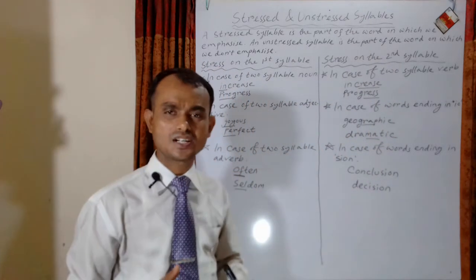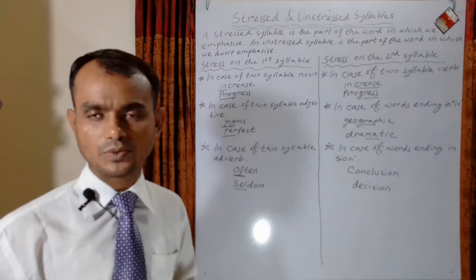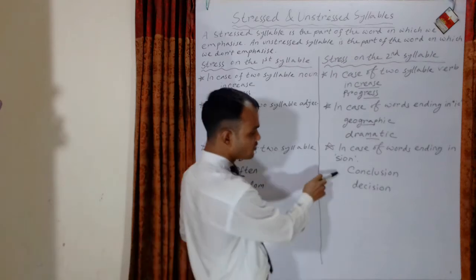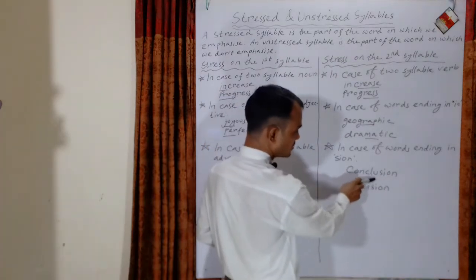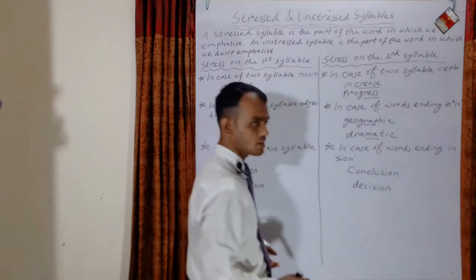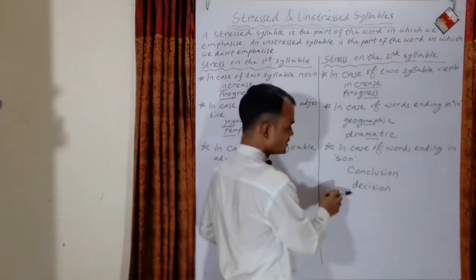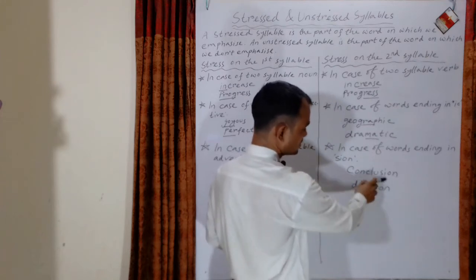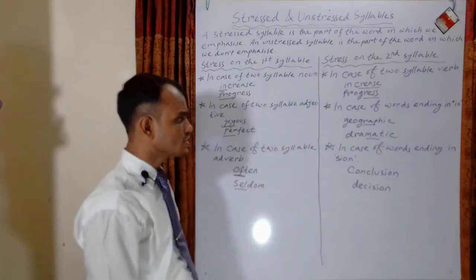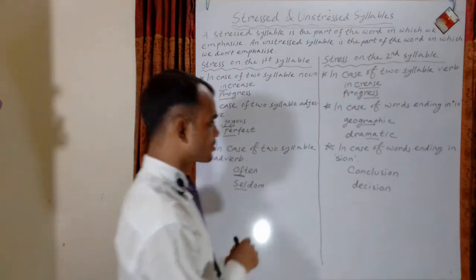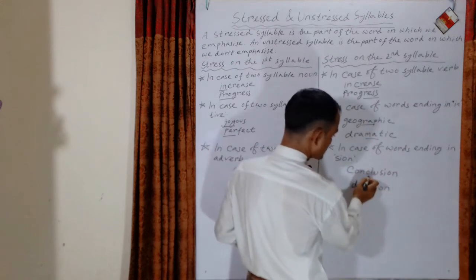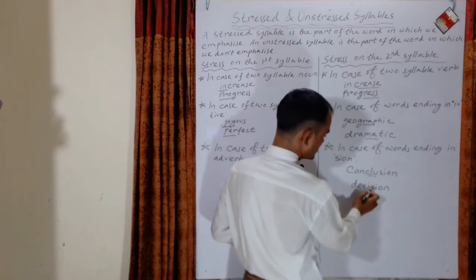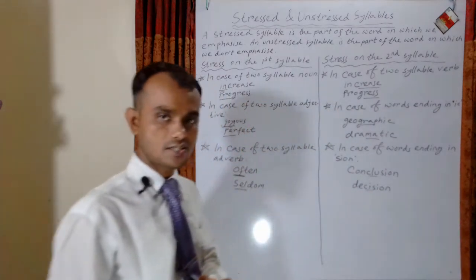Dear students, in case of words ending in SION, for example, conclusion, decision. From the word conclusion, we find the last syllable SION. This word ends in SION. The second word, decision, is also ended in SION. So we should stress on the second syllable. Conclusion. Con, first syllable. Clue, second syllable. Zan, third syllable. Decision. D, first syllable. C, second syllable. Sun, third syllable.